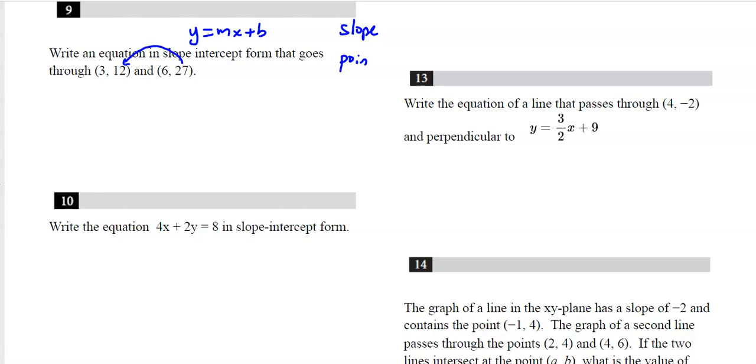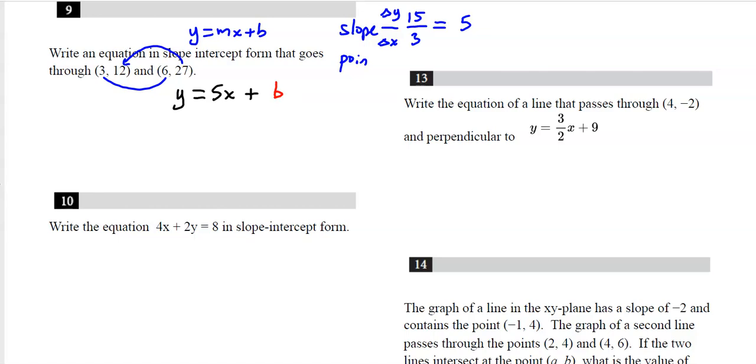It's y minus y, so that's 15. And x subtract x on the bottom, which would be 3. So it looks like it's 5. So remember, it's change in y over the change in x. So my slope is 5. So now I write my starter equation. y equals 5x plus, and then I don't know the y-intercept. So we have to solve for b.